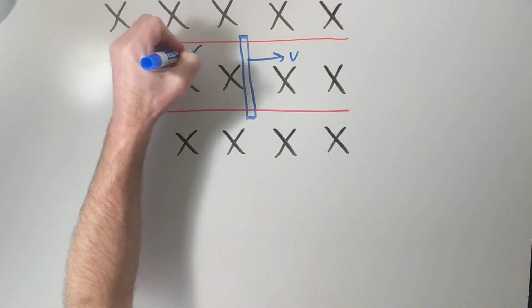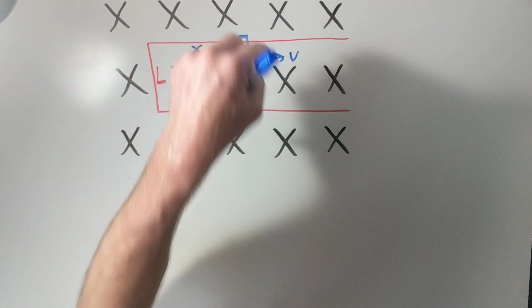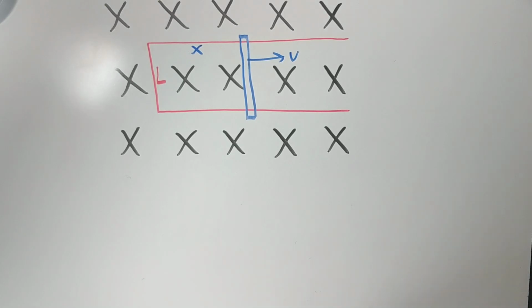Right now we'll just call this distance x. That's the distance between this edge and the bar. And the question is, what happens here? What current flows, what voltage is happening, what's the change in flux? What is really happening with this thing?